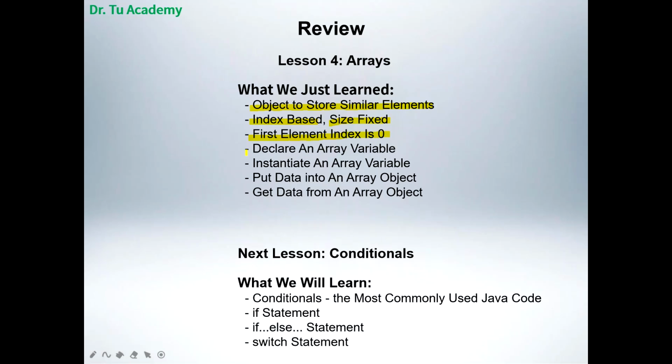To use an array, we have to declare an array variable, specify the variable type and the size. Then we instantiate an array variable with the new keyword. Then we can put the data into an array object element by element. And we can also get data from an array object element.